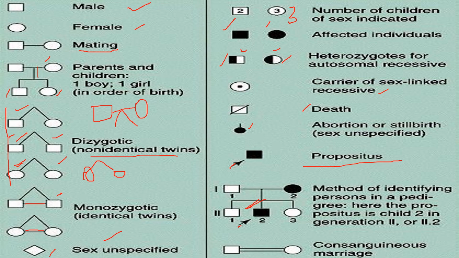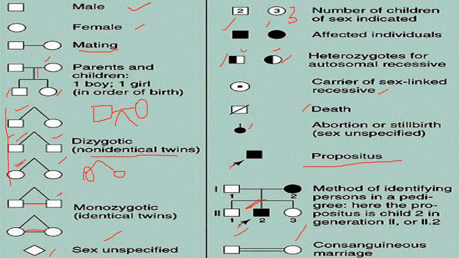And if you take two lines joining a square and a circle, male and female joined by two lines, it is a consanguineous marriage. What is consanguineous? Consanguineous means a marriage between close relatives, within the same family, and that kind of marriage we call consanguineous marriage. These are all the genetic symbols used in a pedigree chart.